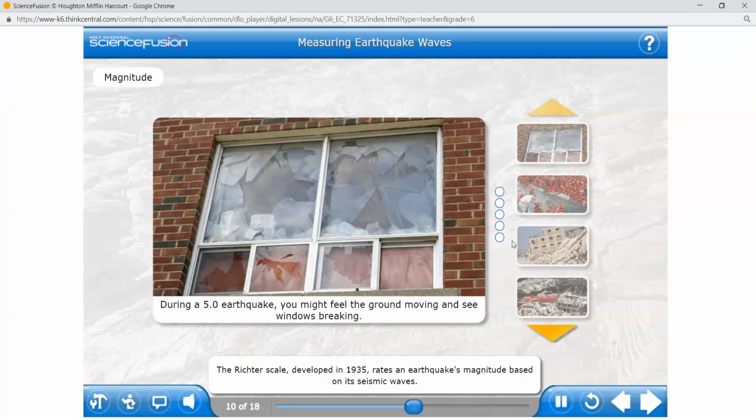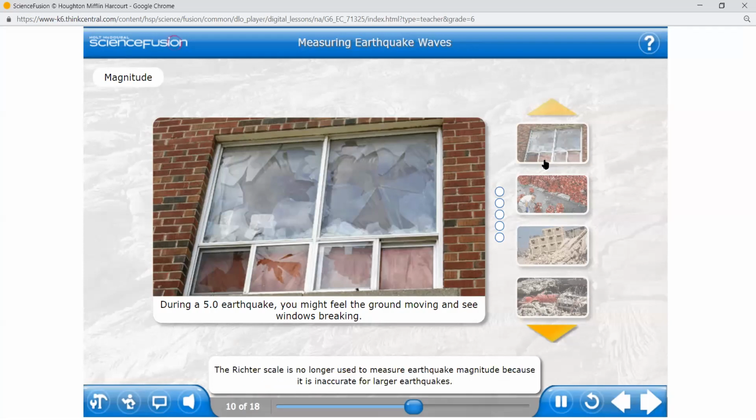The Richter scale rates an earthquake's magnitude based on its seismic waves. The moment magnitude scale is a newer scale that rates an earthquake's magnitude based on the amount of movement at a fault, the area of the fault surface that moved, and the strength of the rock. Both scales use the same numbers to indicate magnitude.